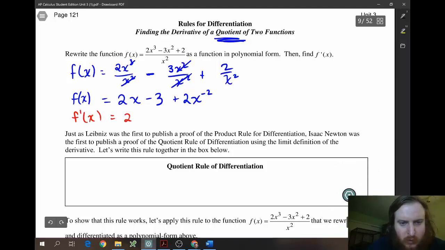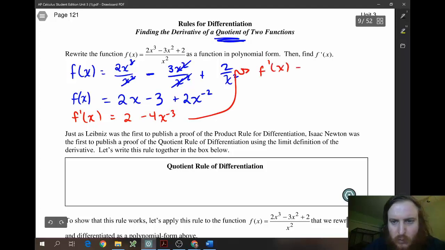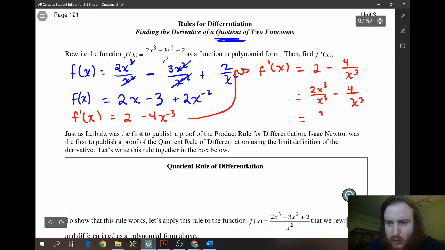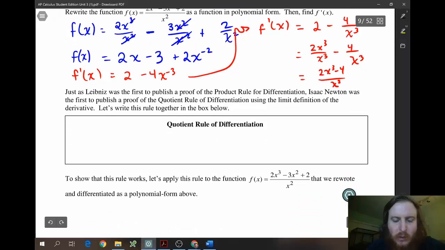So we get 2. The derivative of negative 3 goes away. Minus 4x to the negative third power, which will become 2 minus 4 over x cubed. And that's a perfect answer, but if we wanted to write it as one fraction, right, we could make this 2x cubed over x cubed minus 4 over x cubed. And so we'd get 2x cubed minus 4 over x cubed. And you'll see why I did that in a minute. So that would be our derivative.